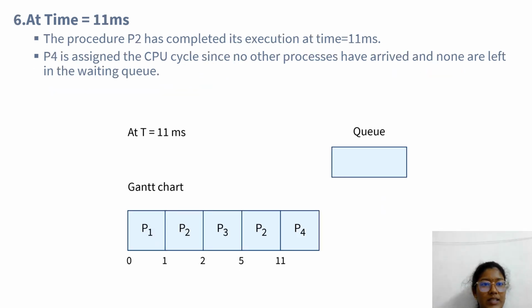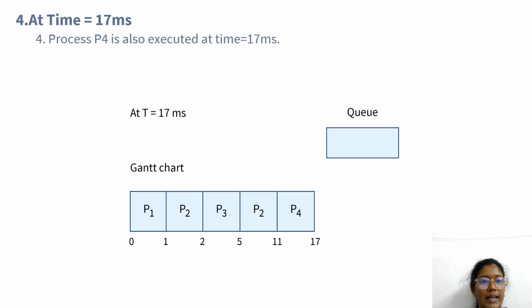And next the time is 11 milliseconds and P2 has completed its execution at 11 milliseconds. P4 is assigned to the CPU cycle since no other processes have arrived and none are left in the waiting queue. And at last the time is 17 milliseconds. P4 is also executed at time equals 17 milliseconds.